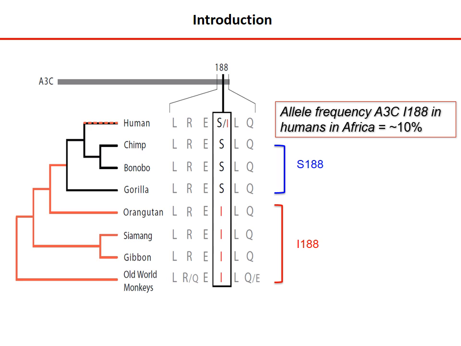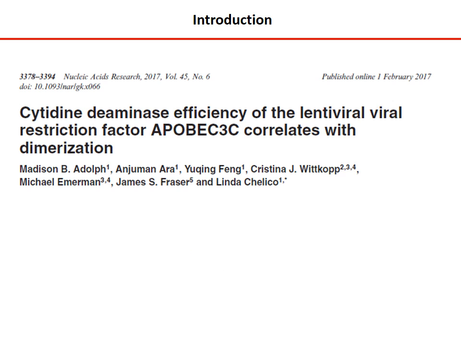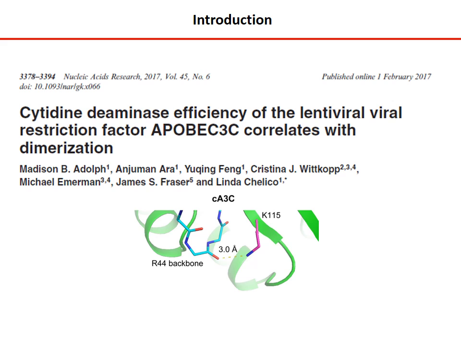Interestingly, despite having a serine at position 188, chimpanzee and gorilla A3C are reported to be more efficient at restricting HIV-1 replication than human A3C. Chimp and gorilla A3C have achieved this increased activity through dimerization that is mediated by a unique amino acid, which is lysine at position 115. In the model shown here, the amino acid at position 115 needs to interact with arginine at position 44 of a second molecule of A3C to form the dimer.